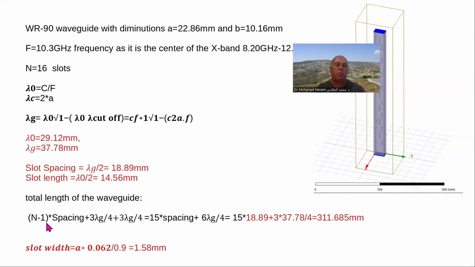So n minus 1, the number of slots minus 1, times the spacing between them, plus 3/4 of a wavelength, plus 3/4 wavelength, that's the beginning and the end, which is equal to 311.685 millimeters, okay? For the slot width, I used the Elliott equation, from Elliott's references. I've shown them in Dr. Elliott's publications on this in part 1. Go back and watch that. I use this equation in here, okay?